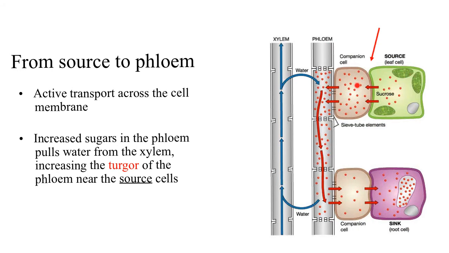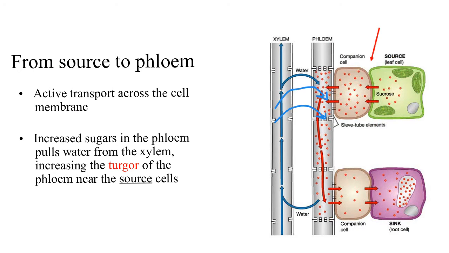And it's going to do this in a process using active transport. So we actually need to expend energy in order to get this sugar out of the source and into the phloem. And what happens is when we have a lot of sugars in this phloem, it's actually going to draw water into the phloem. And you may recall this is the process of osmosis. So we're getting water into the phloem, and this is going to increase the turgor pressure of the phloem cells.